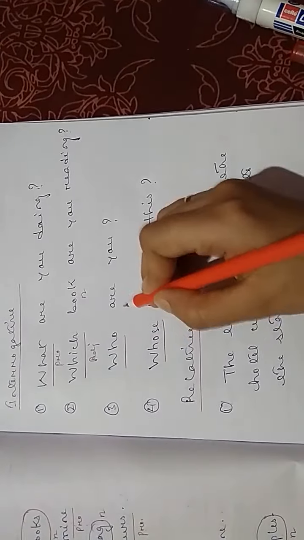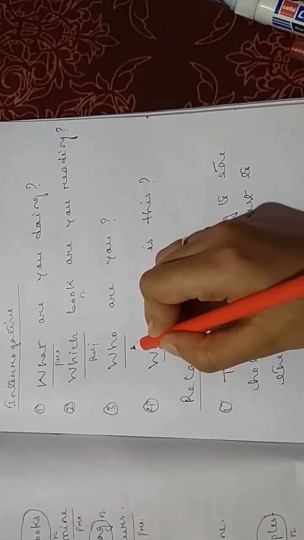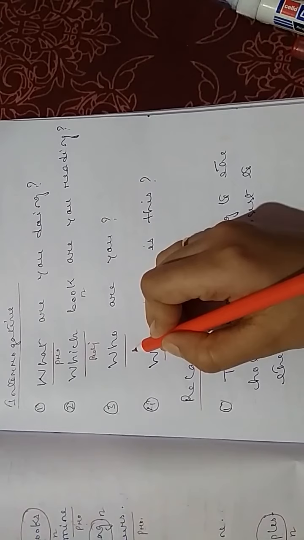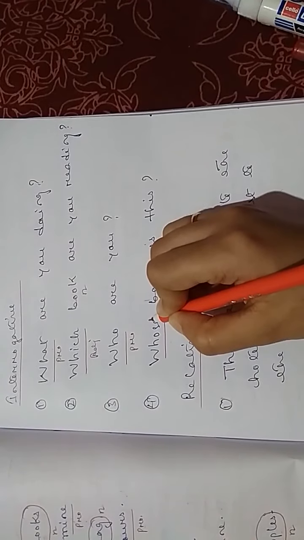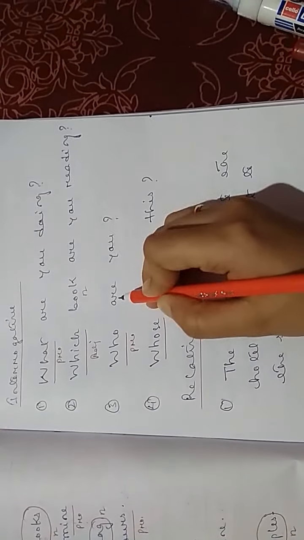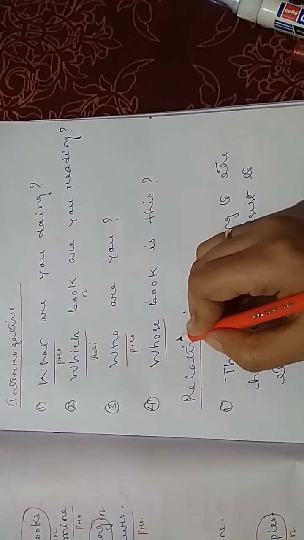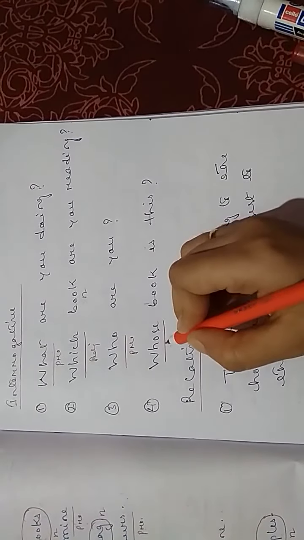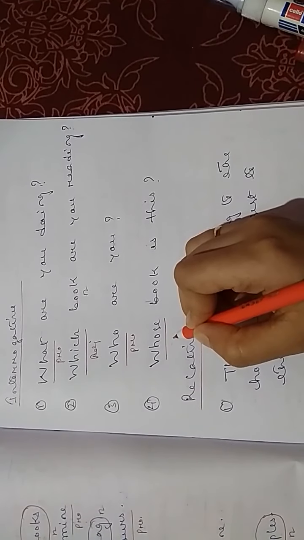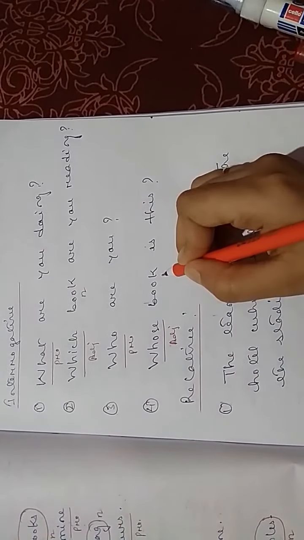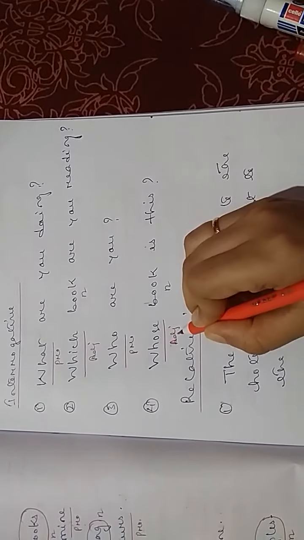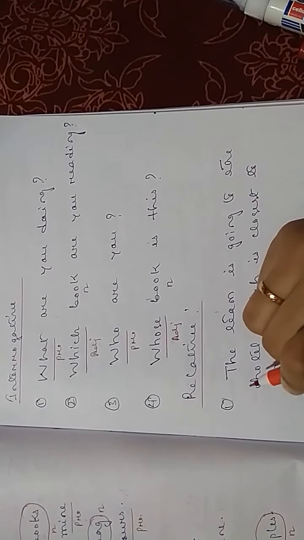The next one. Who are you? Who. Is it interrogative pronoun or adjective? This is interrogative pronoun. Why? Because again, we don't have a noun by its side. The next one. Whose book is this? Whose is interrogative adjective or pronoun? This is interrogative adjective. Because I have the noun book by its side. And the adjective and noun are sitting together. Okay? Now let's move to the next one.